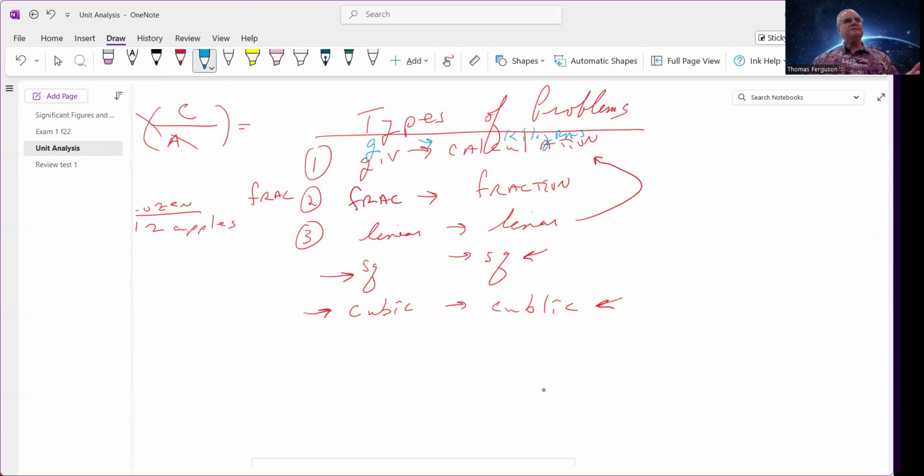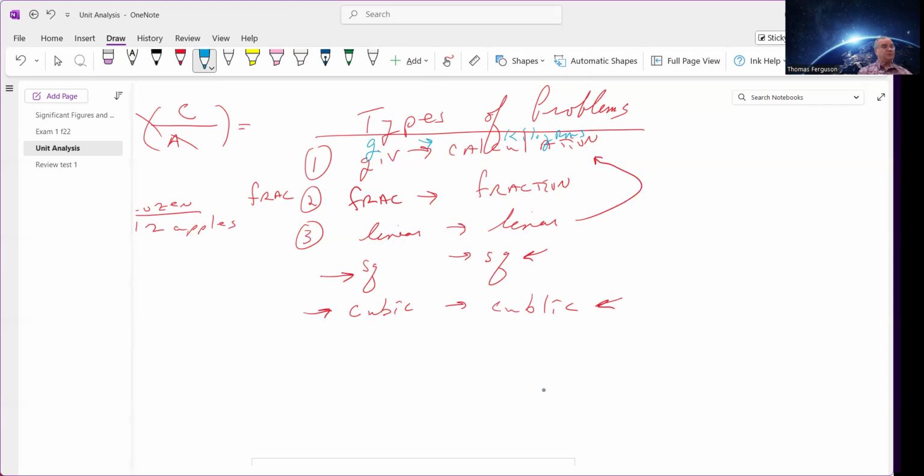And then we're going to do something in the linear measurements called linear, square, cubic. So if you start with something that's linear, like 2 inches, versus 2 square inches versus 2 cubic inches. So if you start linear, you're going to end in linear. If you start square, you're going to end square. I'm going to do examples of all these. If you start cubic, you're going to end cubic.